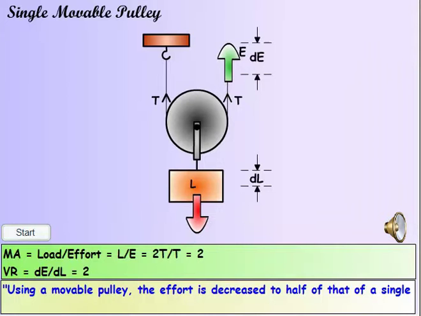The effort is applied only on one side, so the effort will be half the load. By making the pulley movable, you can reduce the effort, but you will have to move it by a longer distance.